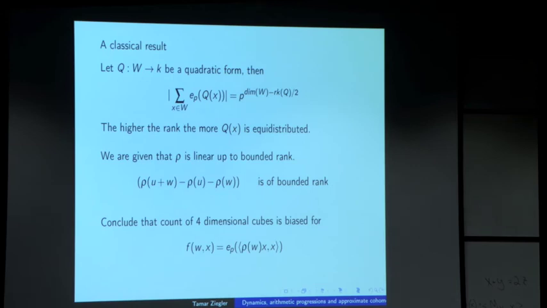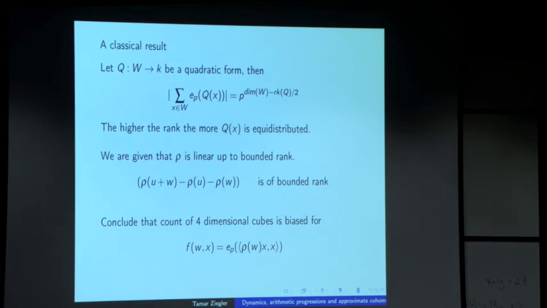So you can conclude, if you work out some algebra, it's like three lines, then you can deduce that you have a biased count of 4-dimensional cubes.